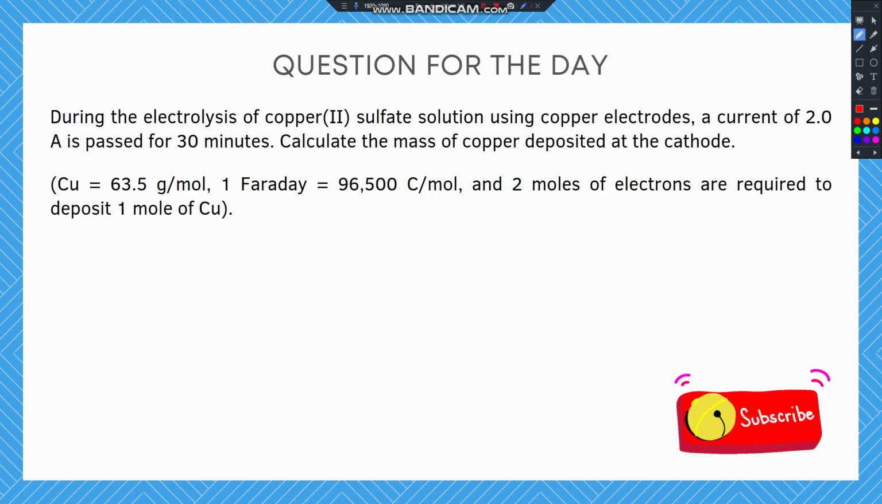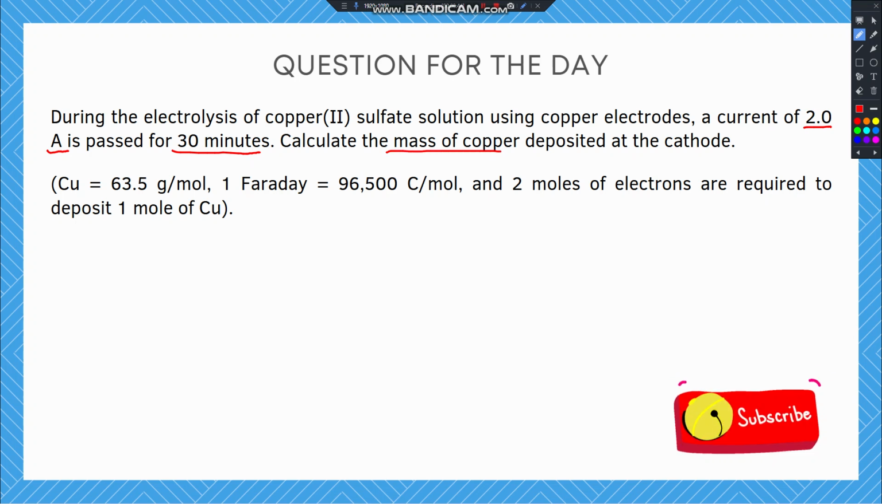And the question we have to solve today is a question that combines two topics, the topic of stoichiometry and the topic of electrochemistry. So let's go into the details of what this question entails and solve it step by step. So the question starts off by saying during the electrolysis of copper(II) sulfate solution using copper electrodes, a current of 2 amperes is passed for 30 minutes. Calculate the mass of copper that is deposited at the cathode.